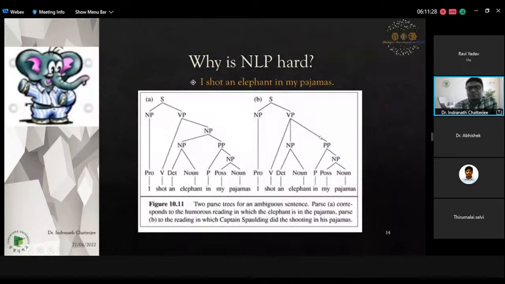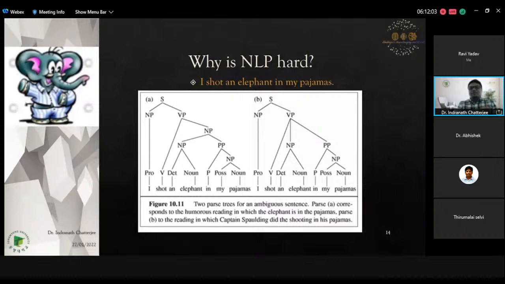Now, another example, which is very funny and a very famous example in NLP. This example is about why NLP is hard. The famous sentence is, "I shot an elephant in my pajama." Now this has two meanings. Either I shot an elephant while I was wearing a pajama, or I shot an elephant which was wearing a pajama. But for a human being, the second is impossible, an elephant cannot wear a pajama. For a human being, the first one can be the answer.